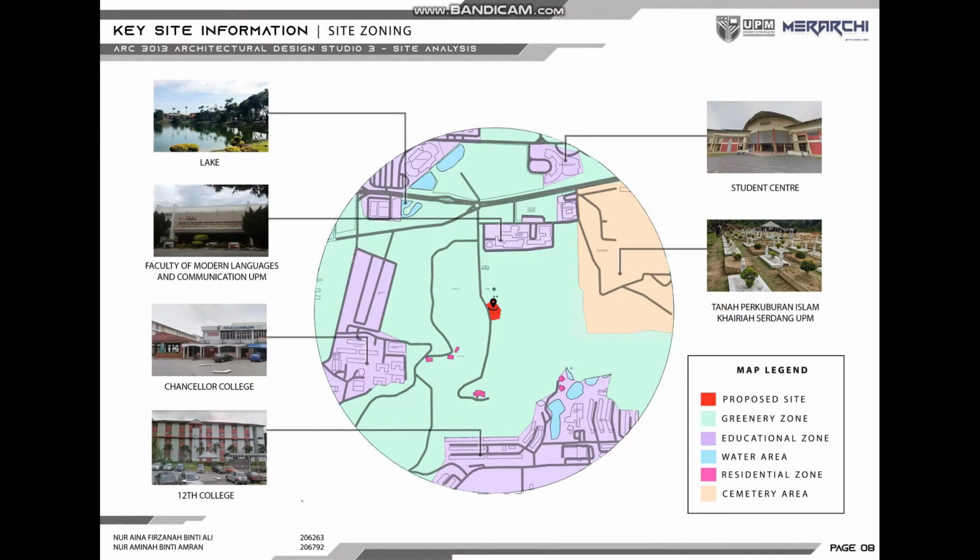For site zoning, the green is the greenery zone, purple is the educational zone, blue is the water area, pink is the residential zone, and orange is the cemetery area.